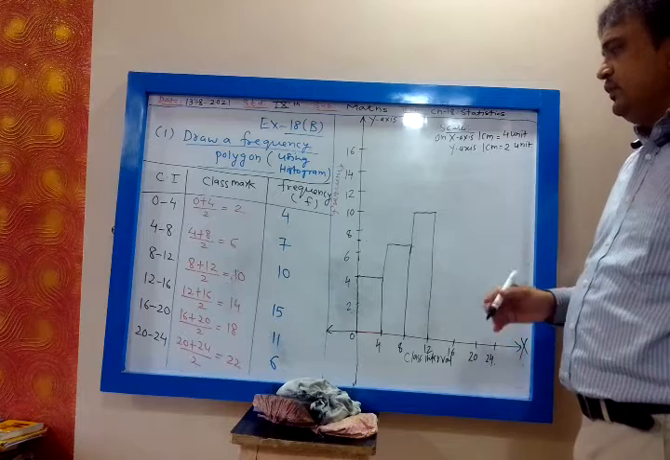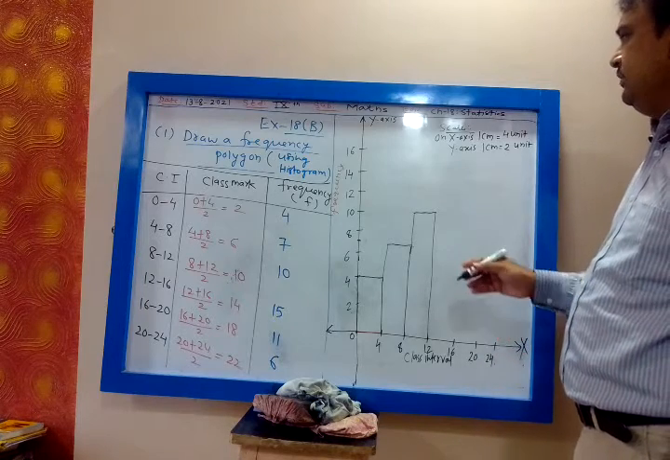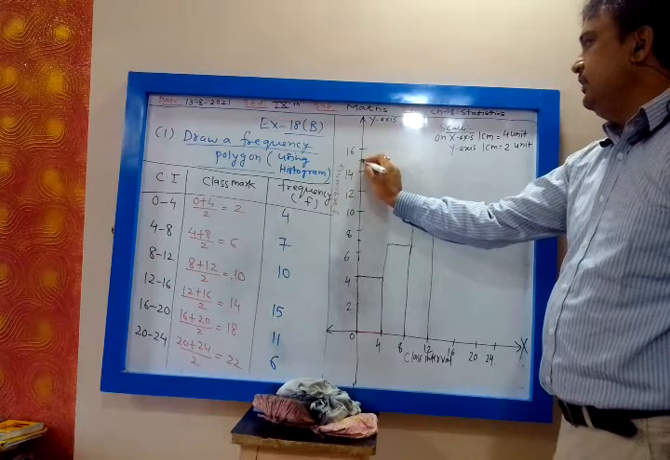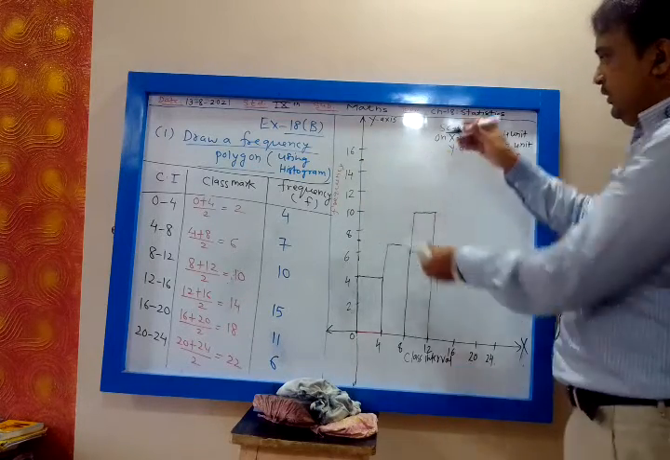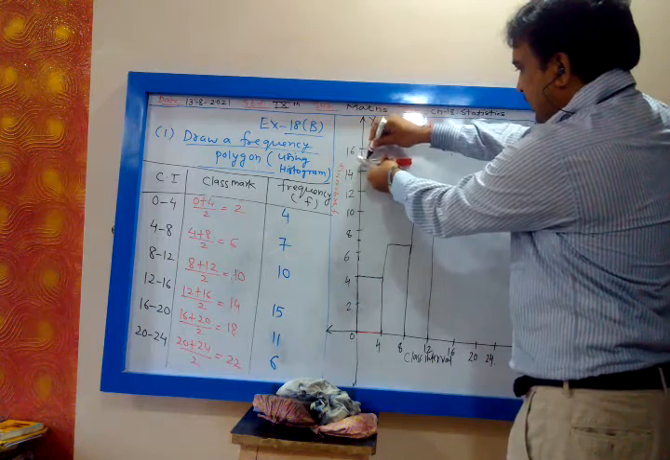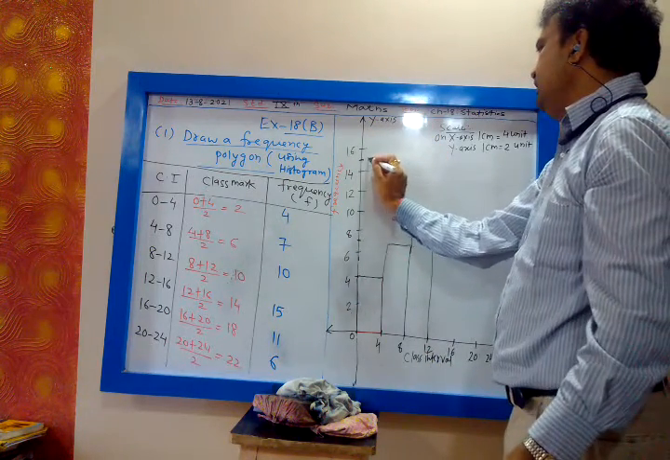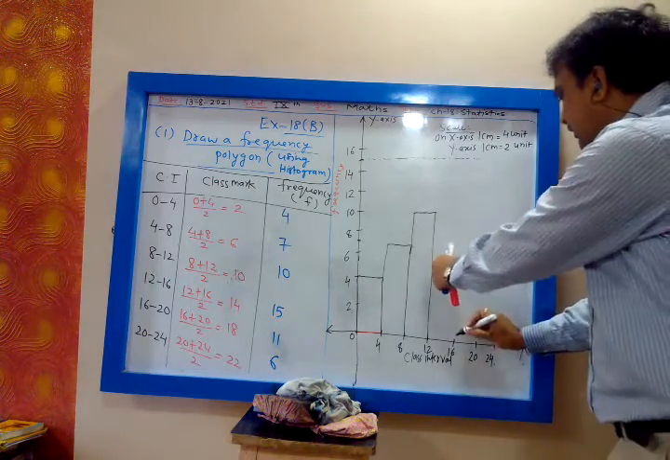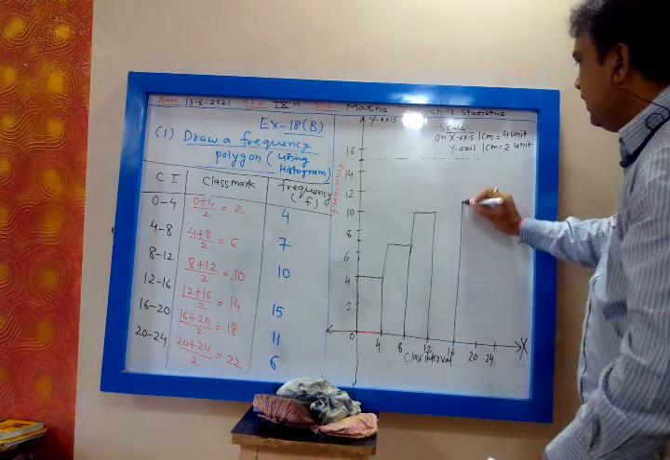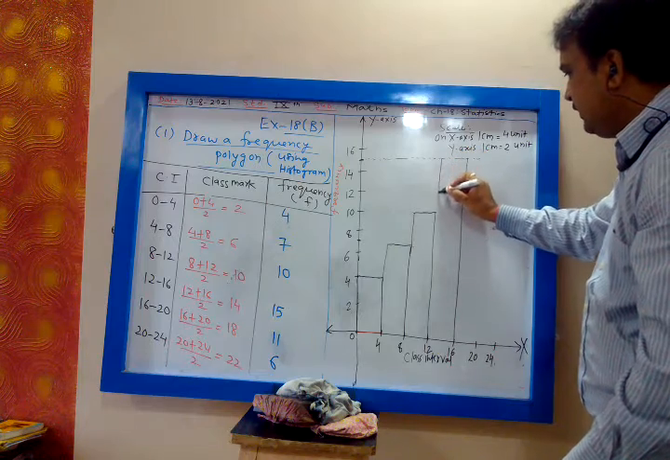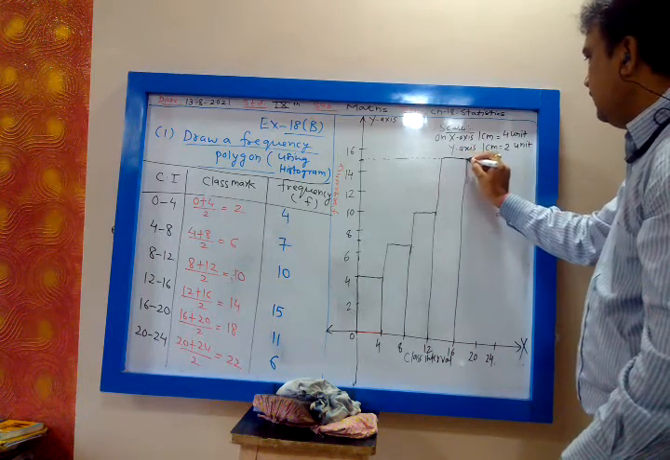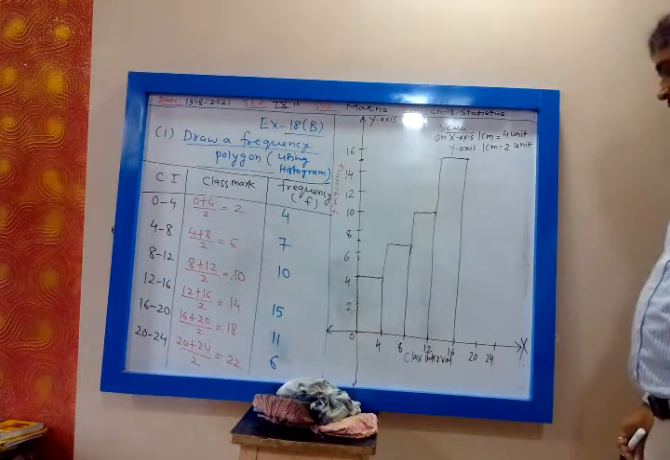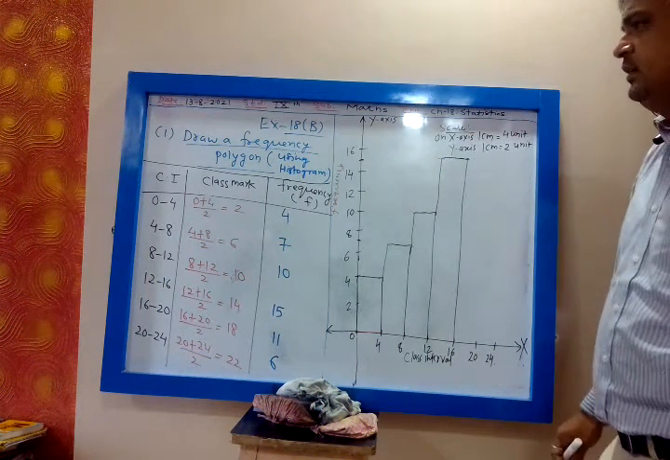Then 12 to 16, the frequency is 15. Where is 15? Between 14 and 16 there is 15. So keep the scale like this and draw the dotted line. Then keep the scale vertically and draw the line. Join this, then erase the dotted line. 15. Then 16 to 20.